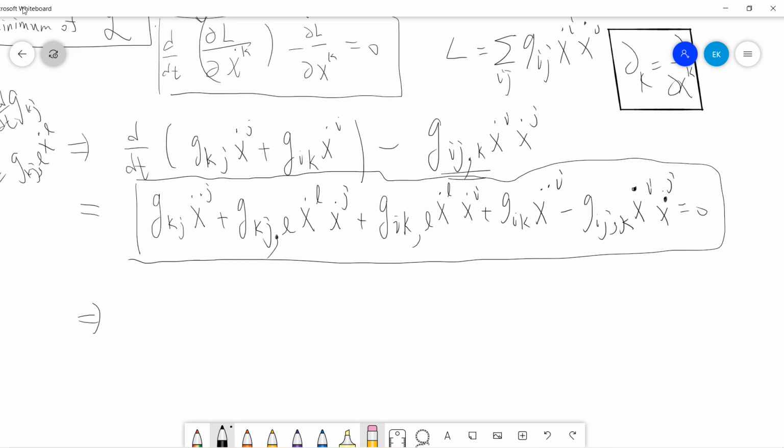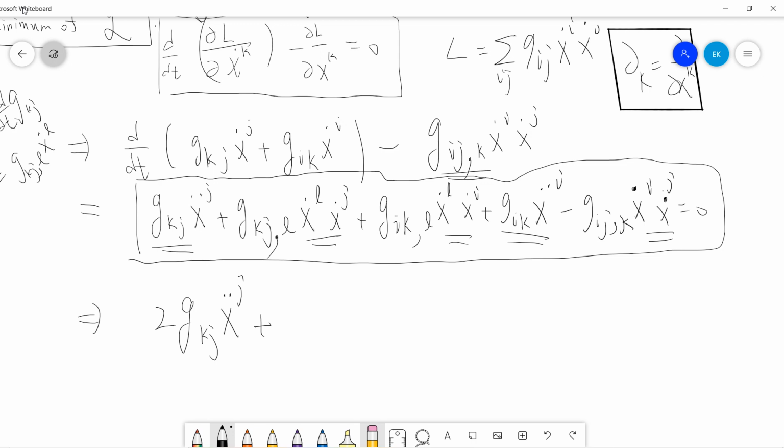Okay, so now we can combine these two. Notice that g_ik equals g_kj. So g_ik x double dot i, because this i is a dummy, I can change it to j. So I can make it 2 g_kj x double dot j plus the 3 derivative terms. So I can combine these 3. I can change this li to ij and change the notation.